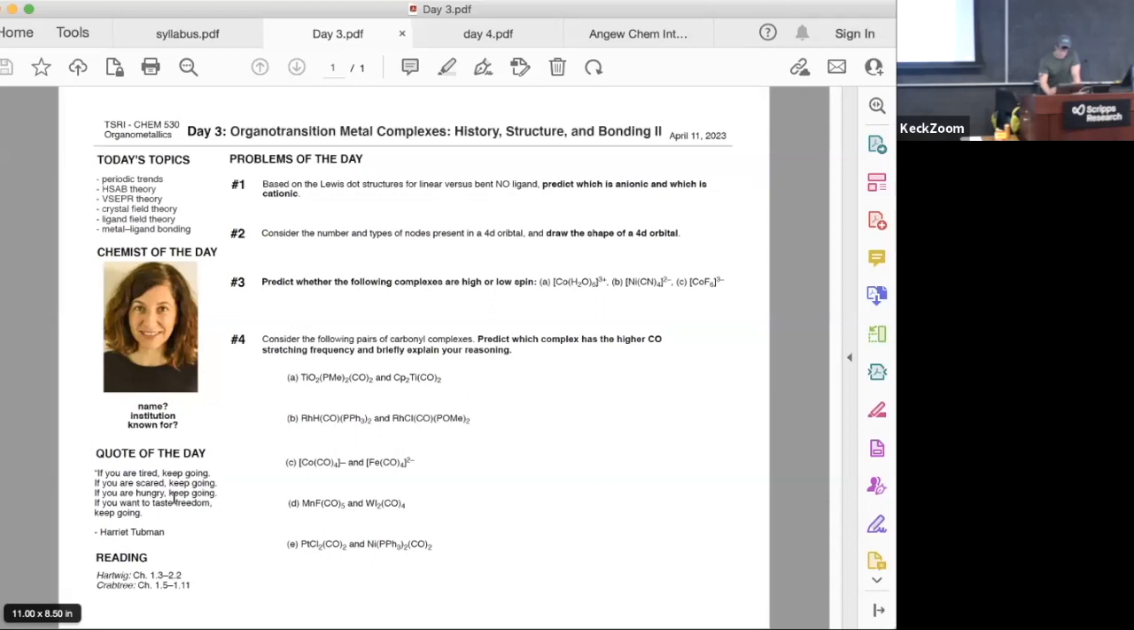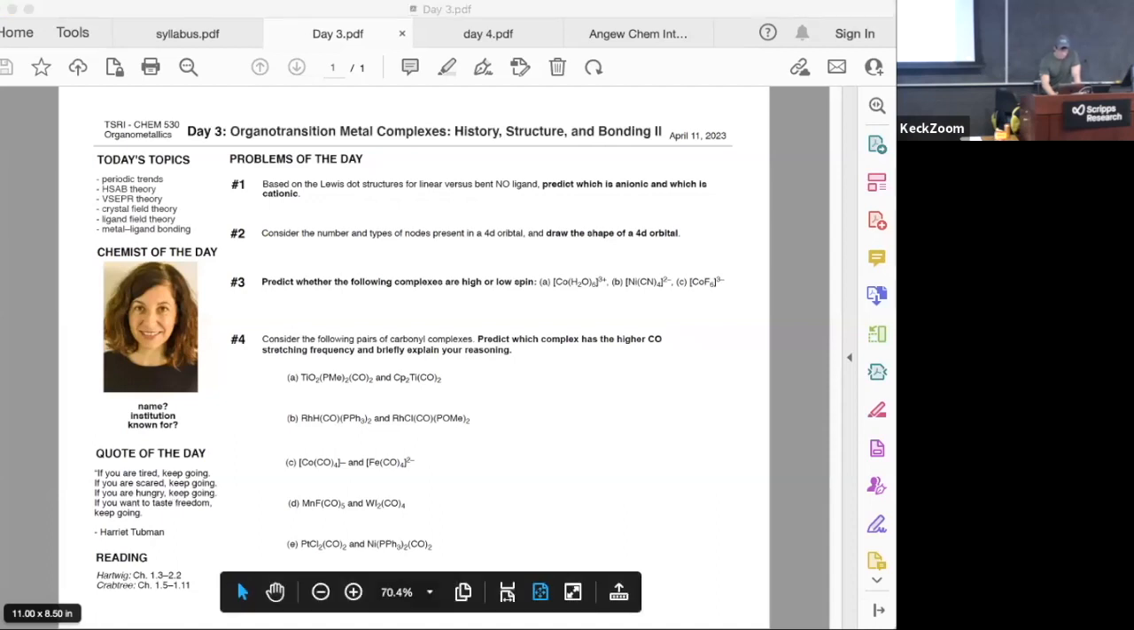The first thing I will say is this is always a little confusing to me. Higher CO stretching frequency, what does that mean? Higher means more triple bond character, which means weaker back bonding. So which of these pairs has the higher CO stretching frequency, and briefly explain your reasoning. Let's take 2 minutes to work through those examples, discuss with your neighbor, and then I will ask for volunteers.